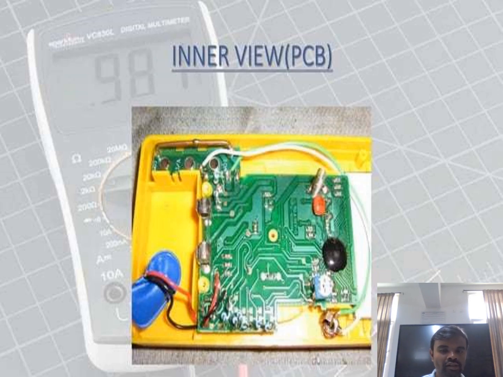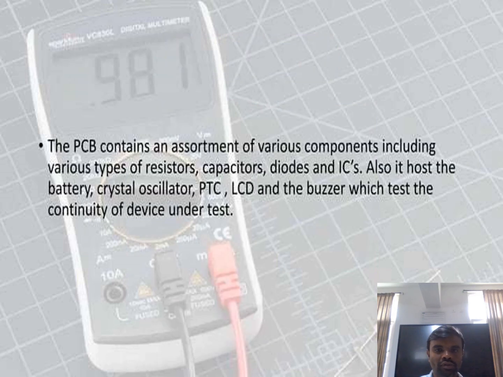On one side we connect the LCD display, the selection knob, and the port connections, which face us; that is the front end, the top side of the multimeter. On the bottom side, the back side of the PCB, we have all the circuit connections along with the various components connected for circuit operations. These are the few components connected in the PCB assembly: resistors, capacitors, diodes, and a few ICs. We also have a battery, crystal oscillator, PTC thermistor, LCD, and the buzzer.